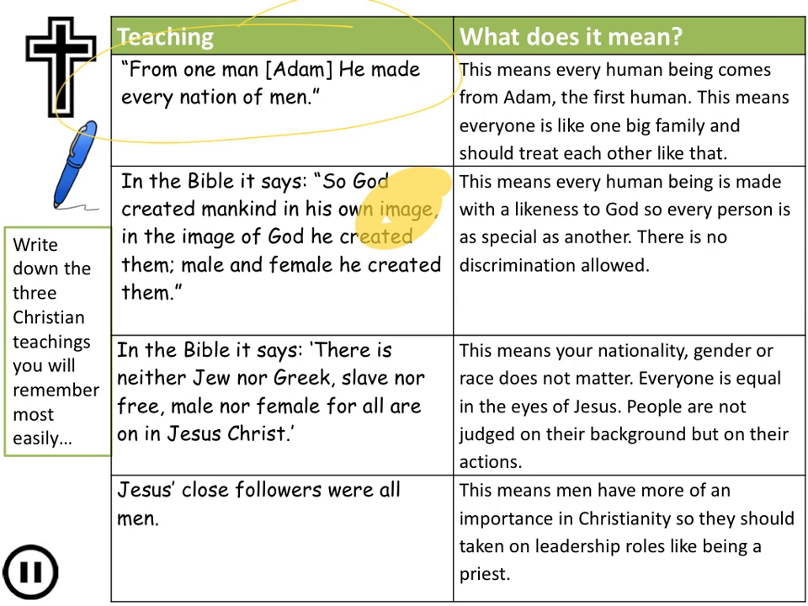Finally, Jesus' close followers were all men. Now, rather than being a direct quotation, this is just a fact from the Bible. All of Jesus' closest disciples were male. There were some examples of females, like Mary Magdalene, but his closest 12 followers were all male. These were the people he entrusted the growing of the church to. This means for some Christians that men have more importance in Christianity, so they should take on leadership roles, like being a priest.